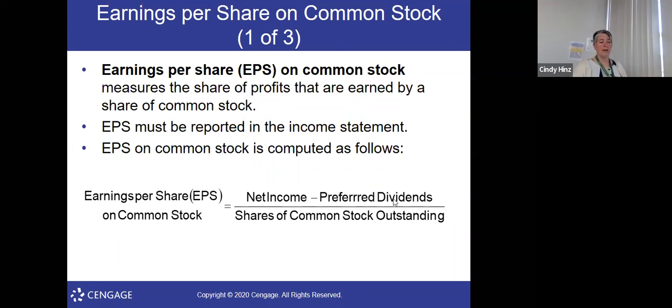We also exclude or remove the preferred dividends from the calculation because we're looking just at the common stock. How much money did you make for us as common stockholders? And so hopefully you made a note of that calculation, and we'll move on.